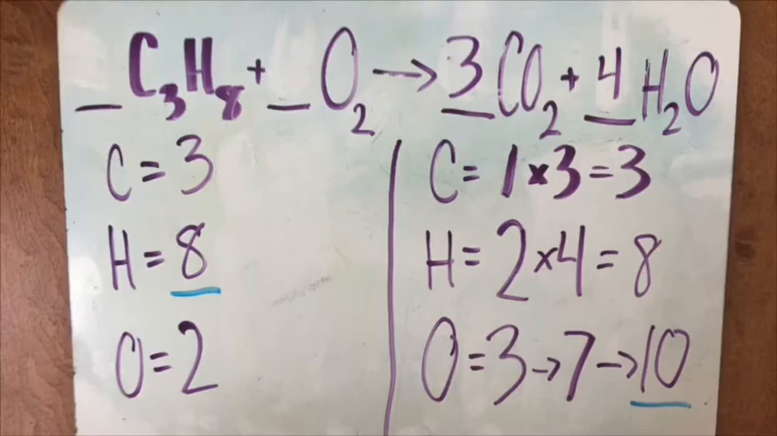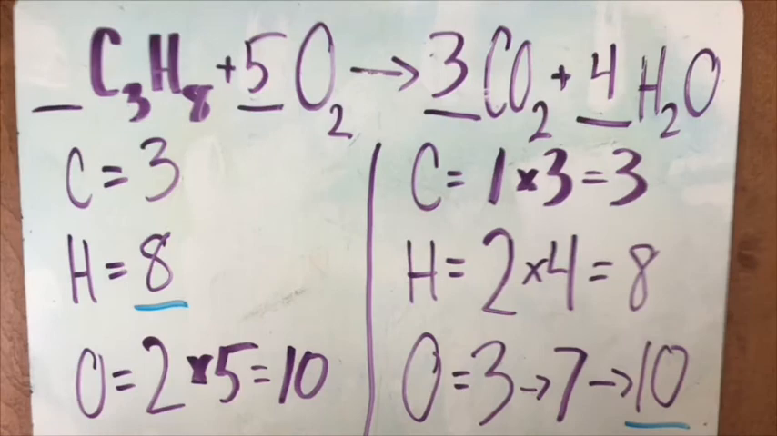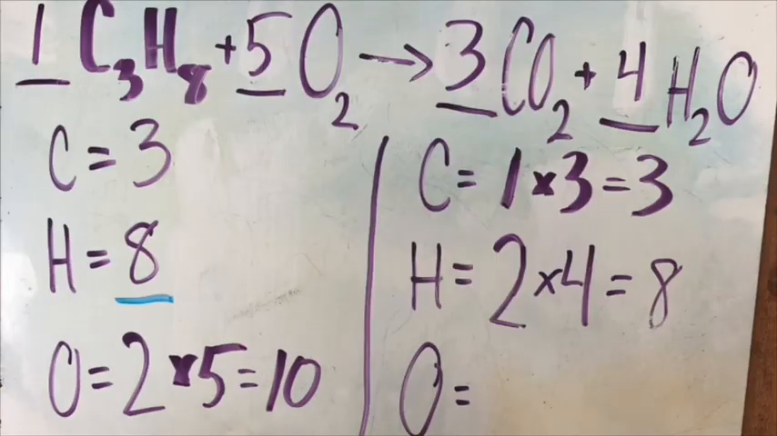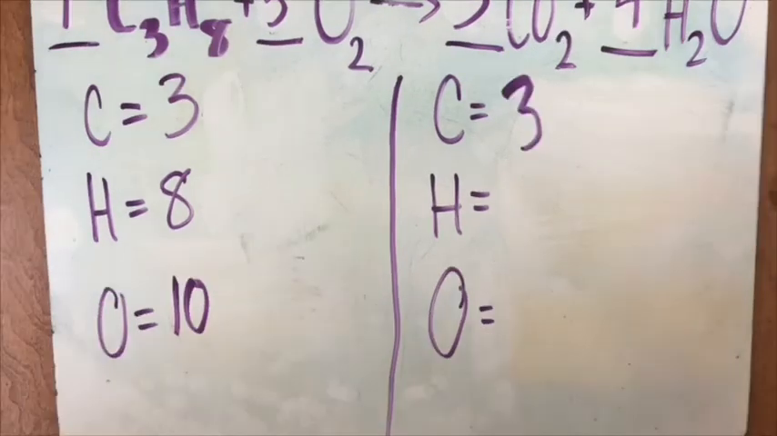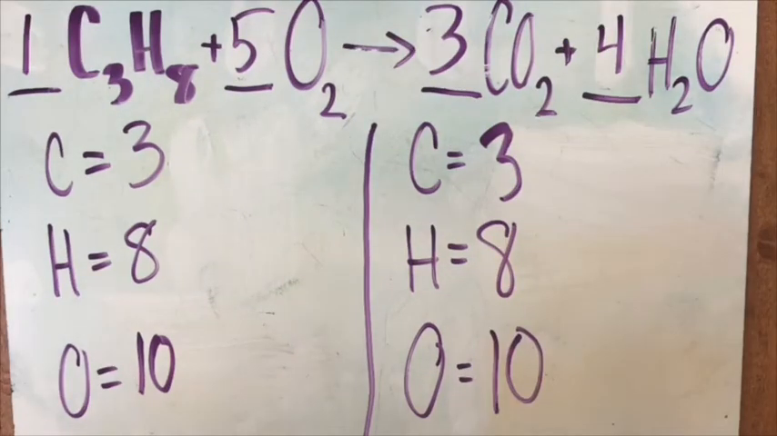Now there are 10 oxygen on the product side, but 2 oxygen on the reactant side. You can multiply the number of oxygen on the reactant side by 5 to make both sides have 10 oxygen. Since you multiplied the number of oxygen by 5, you have to put the coefficient 5 in front of the O2. Since you didn't do anything to the carbon or hydrogen on the reactant side, you put a coefficient of 1. When you recount the number of elements, they are equal on both sides, which means the equation is balanced.